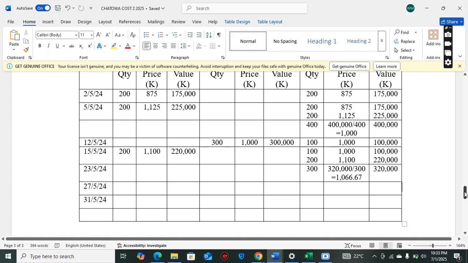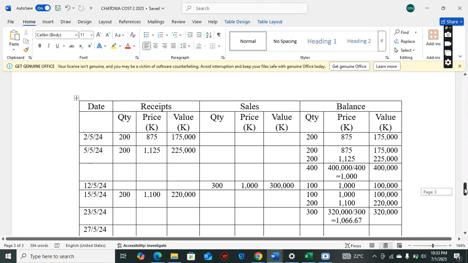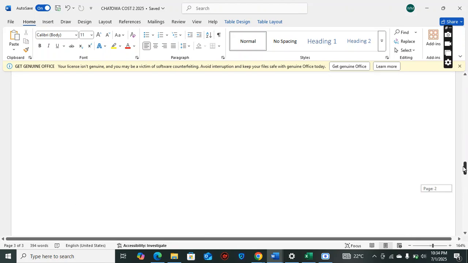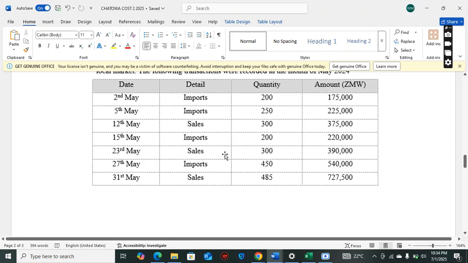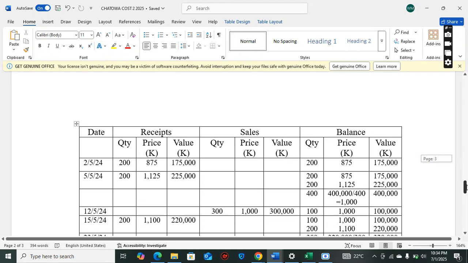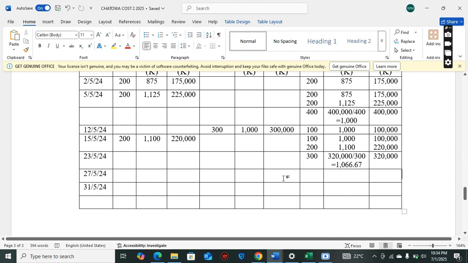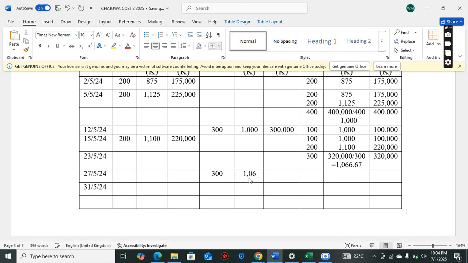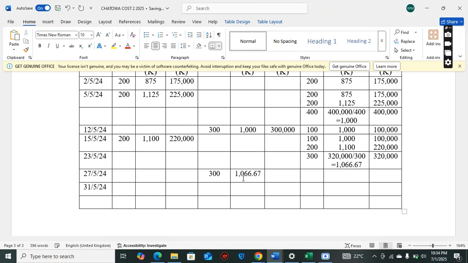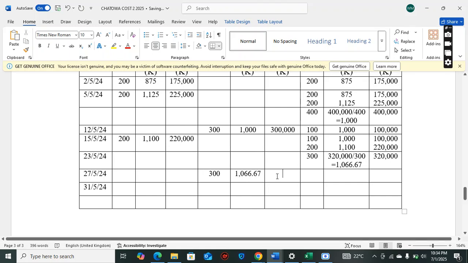Then, next transaction, 23rd May, sold 300 solar panels. So value them at 1066.67. 300 times 1066.67.